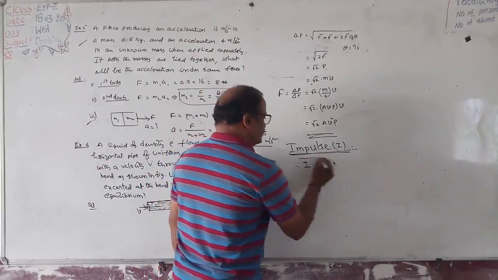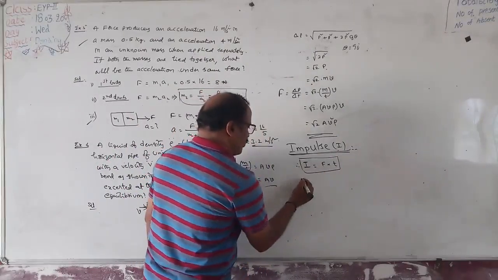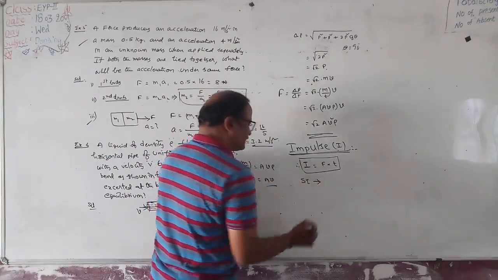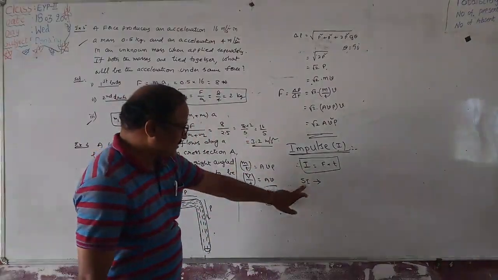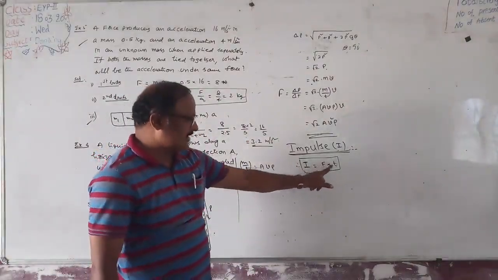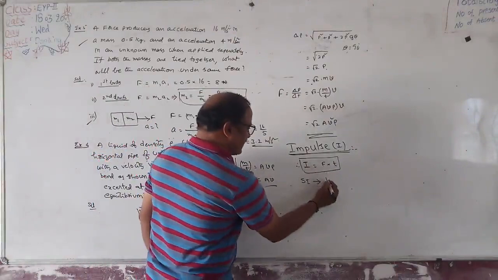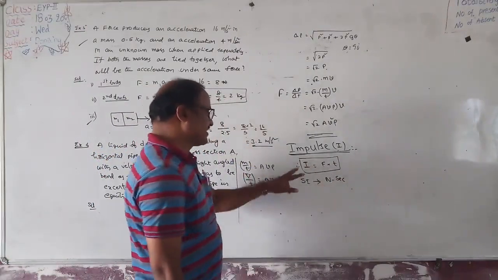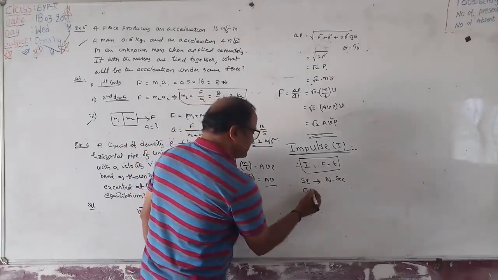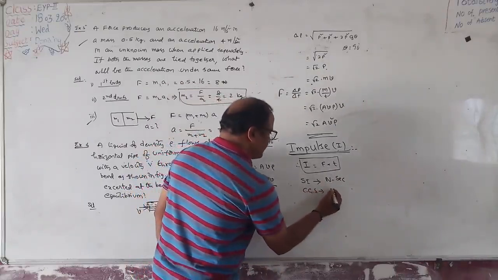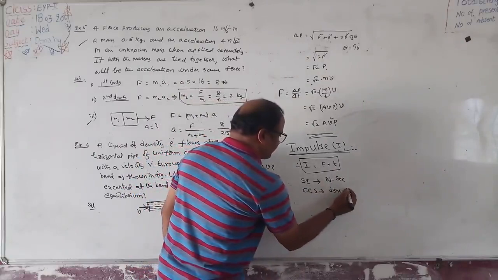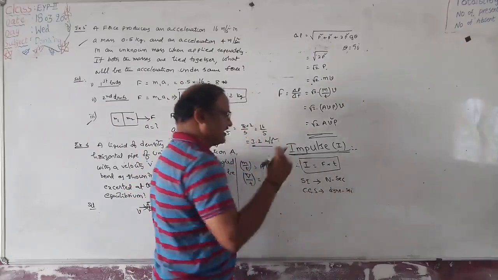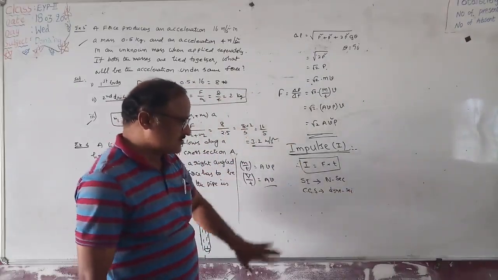Okay, it has come like this. Next one, what is the SI unit of impulse? The SI unit. The units are those of F and t. F is represented in newton, time is represented in second. Newton second is the SI unit for impulse. What is the CGS unit of impulse? That should be dyne second. Okay, dyne second. These are the units of impulse.